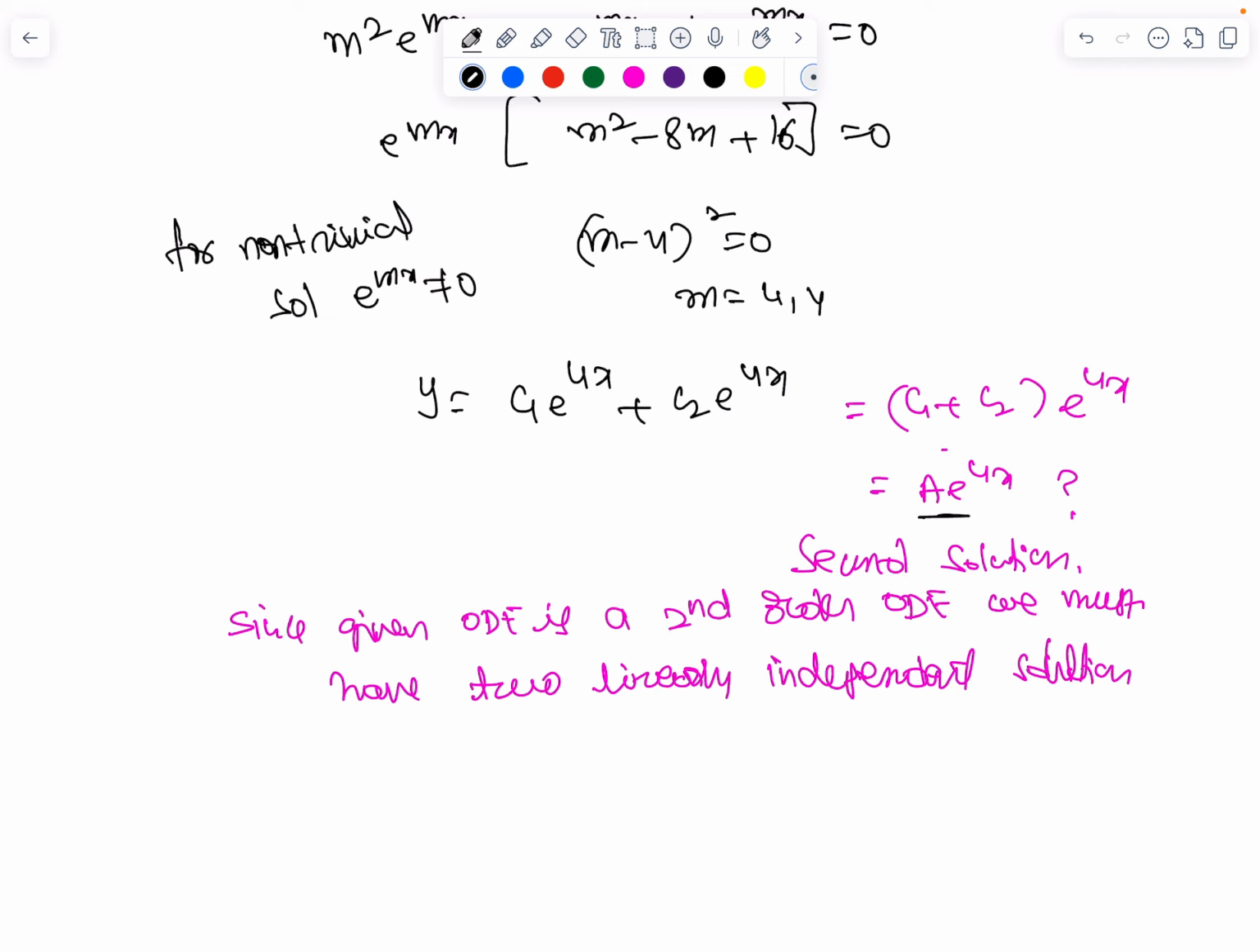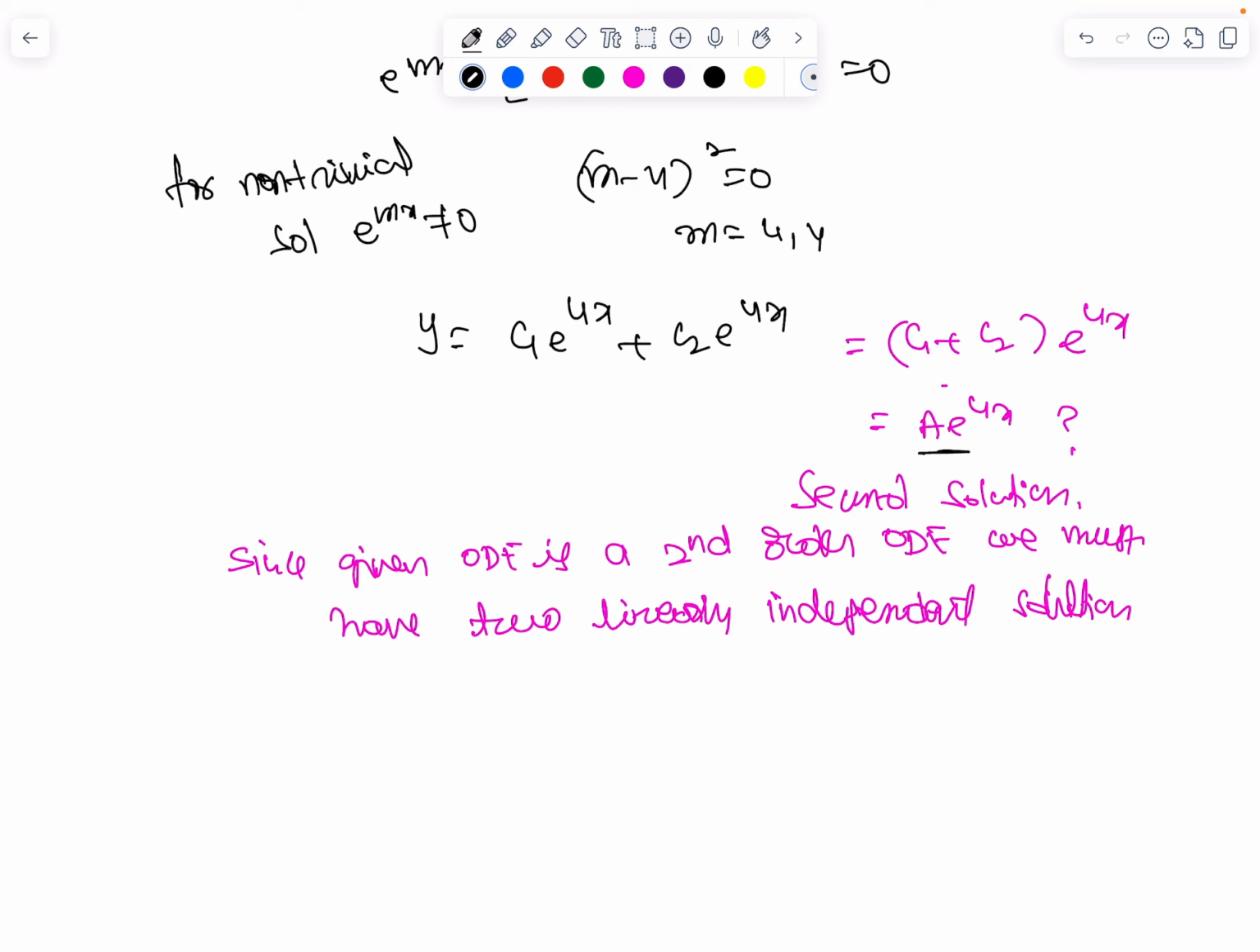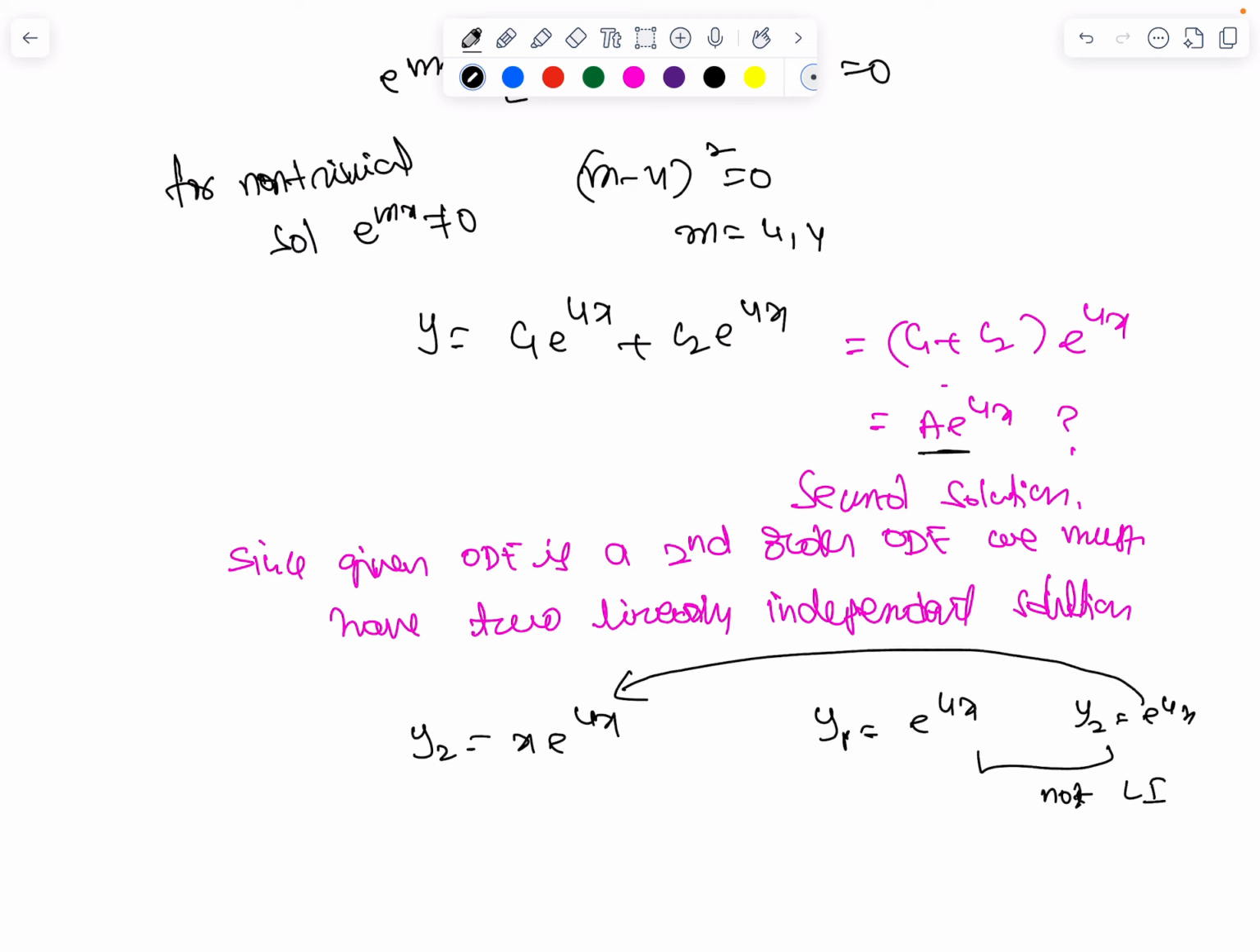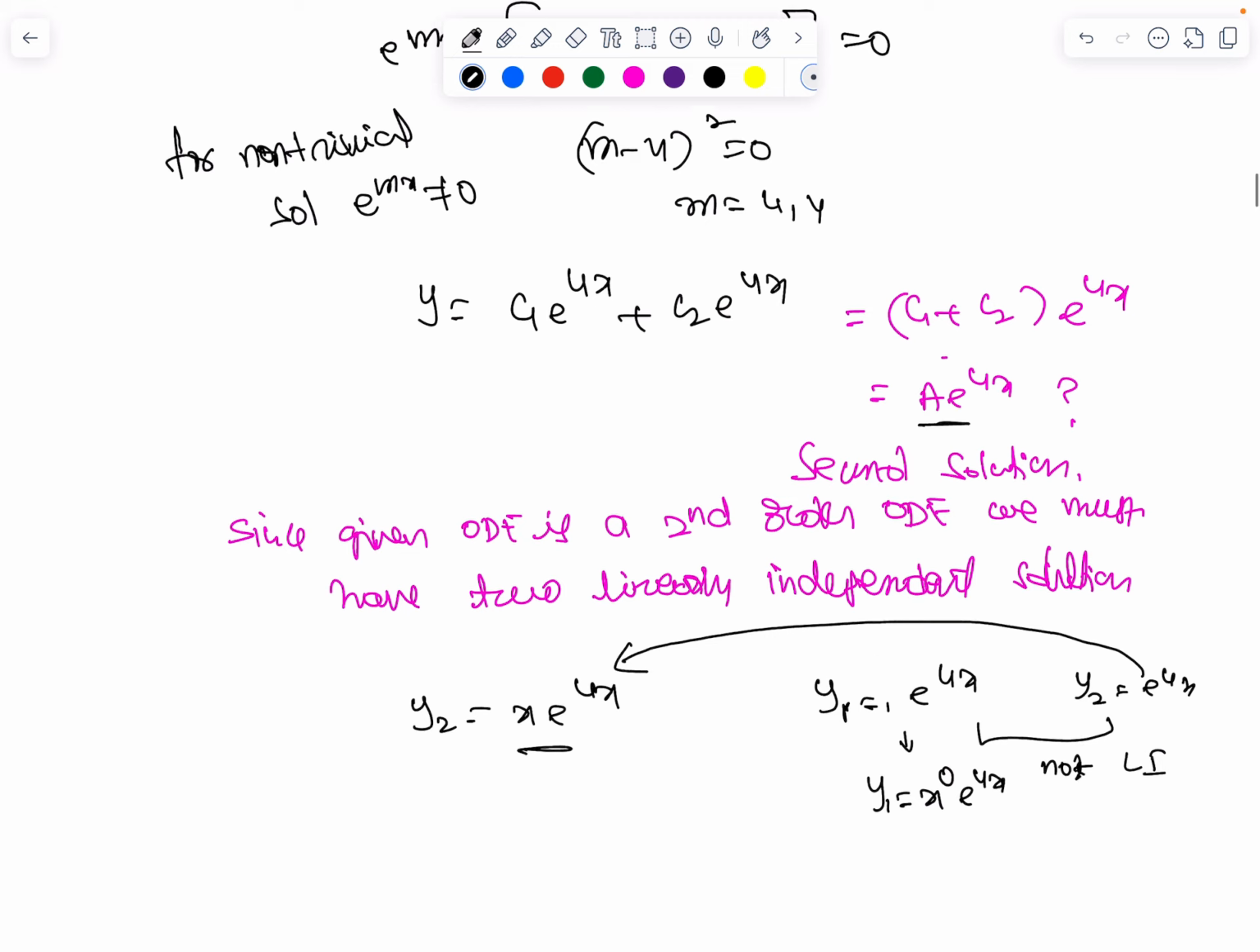To get the second solution, we are choosing the second solution of the form y2 is equal to x times e power 4x. E power 4x was the earlier solution, y1 is equal to e power 4x. If you write the second solution as y2 is equal to e power 4x, you realize that these two are not linearly independent. To get linearly independent solutions, you have shaped it in this way. Of course, you can imagine y1 is also multiplied with x power 0 e power 4x. Whenever there is no repetition, it is a 0 degree term. Whenever there is a repetition, the first degree appears.